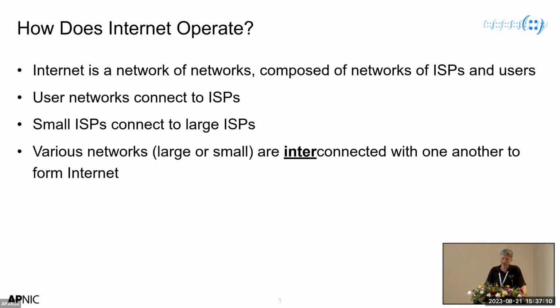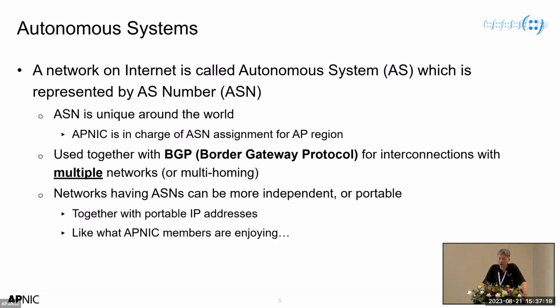Anyway, you all know how the internet operates, so I won't cover it. But for each network on the internet, there's a number associated with it. That's the AS number, autonomous system number. It's unique around the world, and of course, APAN is in charge of assigning AS numbers. Different networks running different AS numbers will use a protocol called BGP for exchanging routing information so that they can do interconnection.